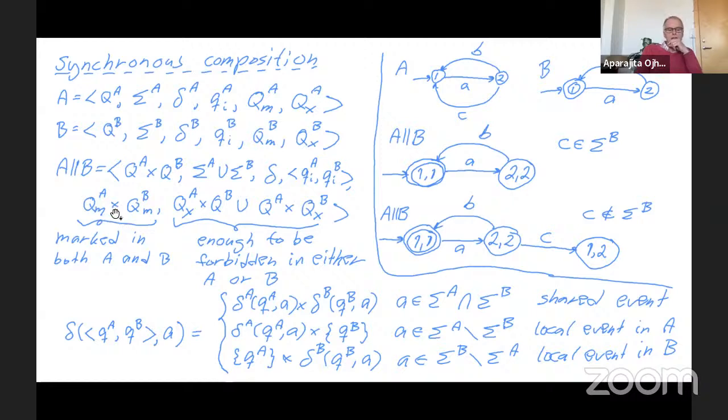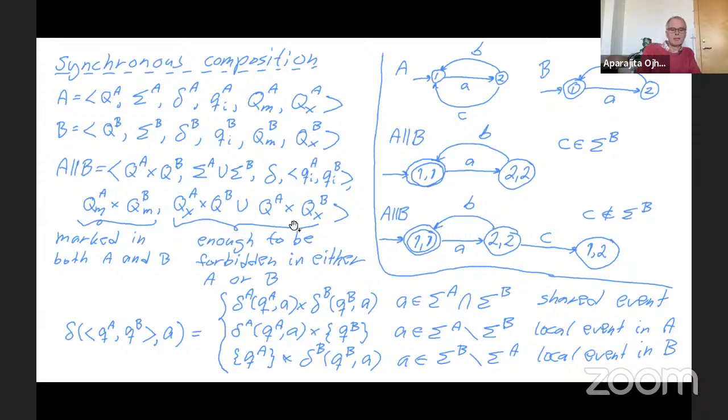While for the marked states, there you could have more than one state in both A and B, and then you have to take the cross product also there. And then I remind you that if A does not happen to have any marked states, Q^M is not there, and maybe then also not Q^X, then you actually get Q^A cross Q^M B to generate the marked states, which is actually a typical situation in our applications where we have a plant without marked states and a specification with marked states.